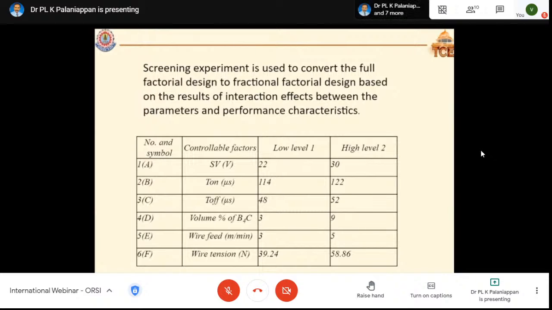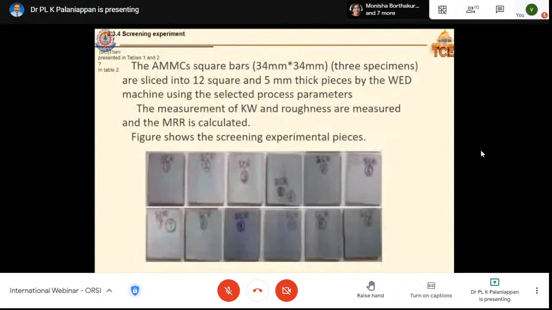In the screening experiment we have taken two levels, 22 and 13 for servo voltage, 114 and 112 for pulse on time, and likewise for volume we have taken two extremes, 3 and 9, not the 6; we have not used it for the screening experiment. These are the metal pieces which we cut after the machining. We have measured the kerf width and the surface roughness, and the material removal rate is calculated using a formula.